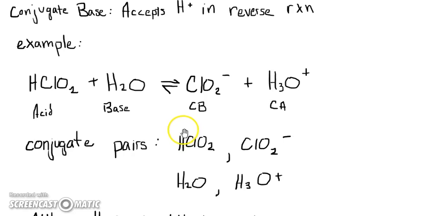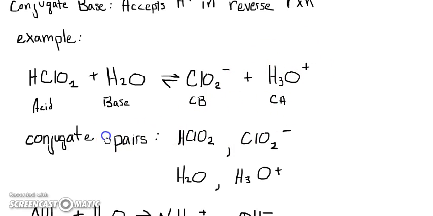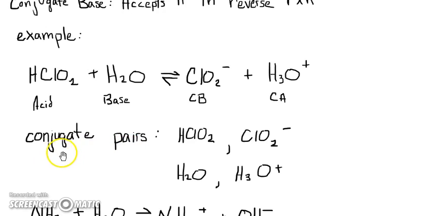Now let's look at the reaction in the reverse order, and we can see that ClO2- is accepting the H, and H3O+ is giving up that H+. So we know that this is going to be our conjugate base, and this is our conjugate acid. When we're looking at conjugate pairs, a conjugate pair is the acid with its conjugate base, or the base with its conjugate acid. So there are two conjugate pairs in this reaction. One of them is HClO2 with its conjugate base ClO2-. And then we also have H2O, the base, with its conjugate acid H3O+.